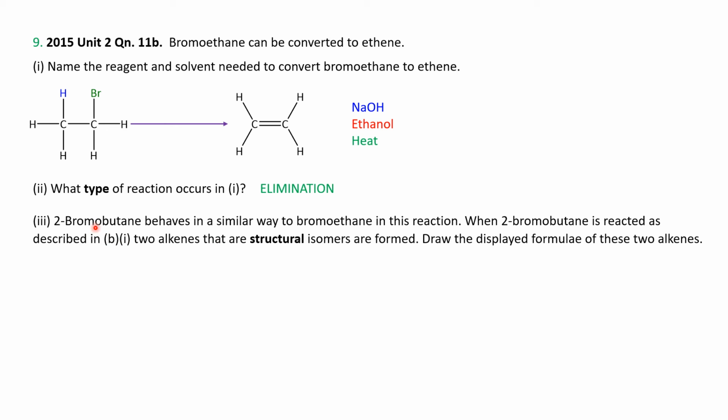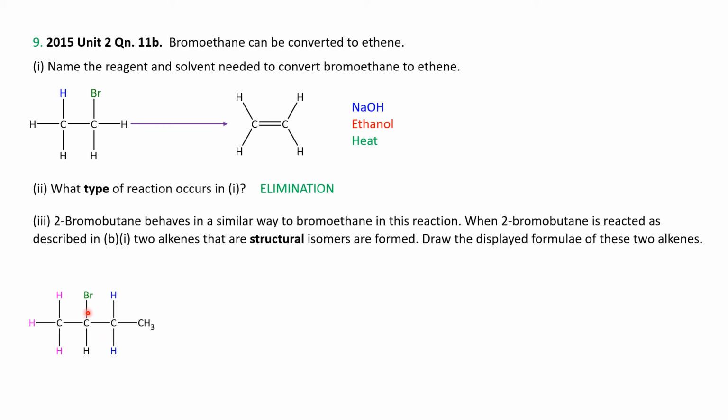And 2-bromobutane. So there's 2-bromobutane. Reacts in a very similar fashion. However, you get 2 alkenes that are structural isomers formed. Well, here's the 2-bromobutane, and we can lose either pink ones or blue ones. In this case, unlike the last question, we're going to care about structural isomers. Last one, we also worried about the geometric.